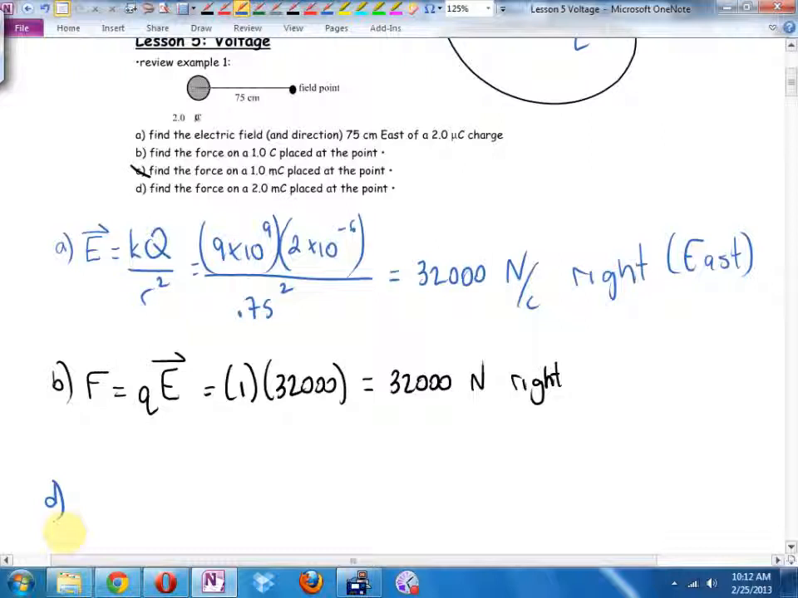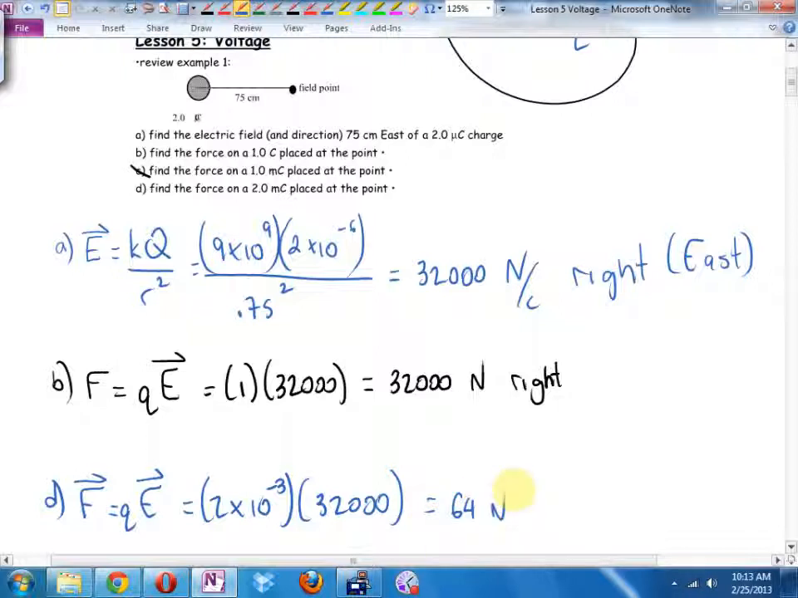D. If I wanted to find the force on a 2 millicoulomb charge at that point, again, I could use the same trick. I could say the force is going to be the electric field times the charge. By the way, you can write EQ. I usually write QE for some reason. It's going to be 2 millicoulombs times 32,000, which I think is going to give you 64 newtons.